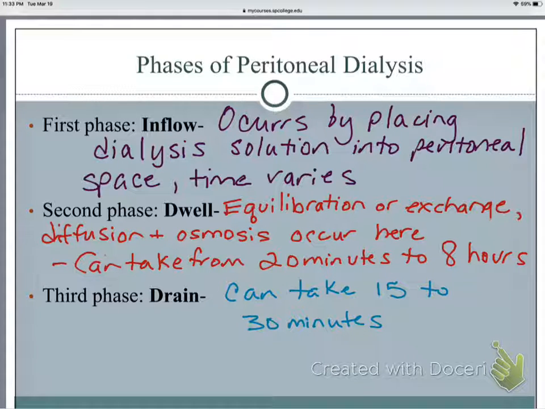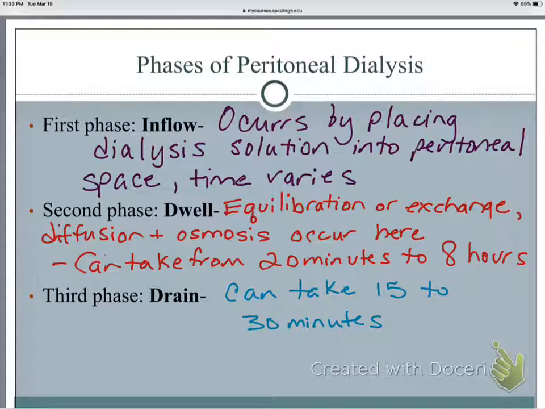Sometimes with the drain phase, if it doesn't drain properly, it could be an issue where maybe the catheter is kind of kinked or something like that, so you may have to change position or gently massage sometimes to help them pass it. And then the cycle starts again.